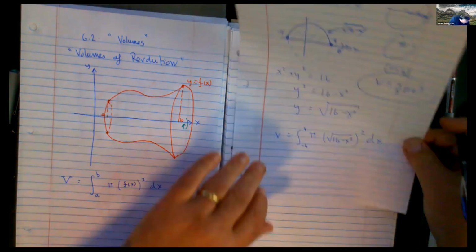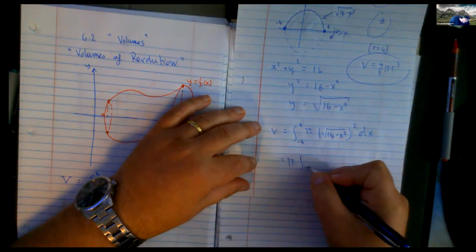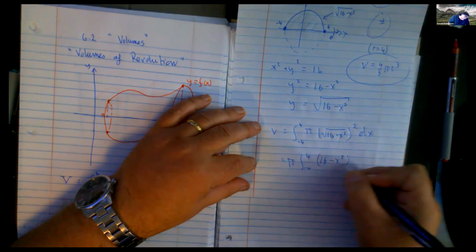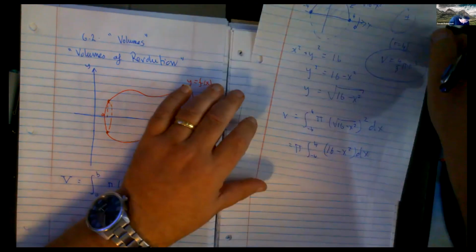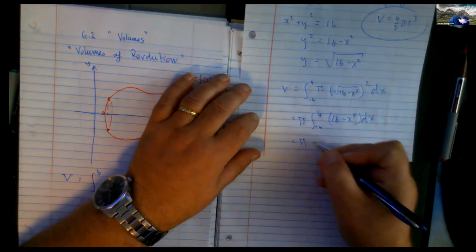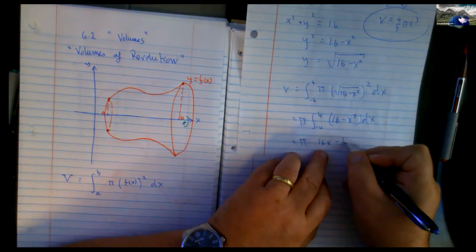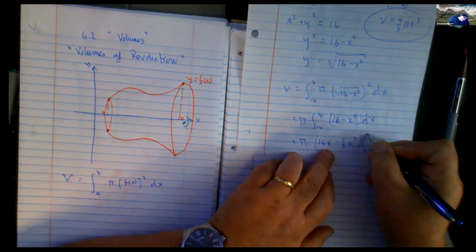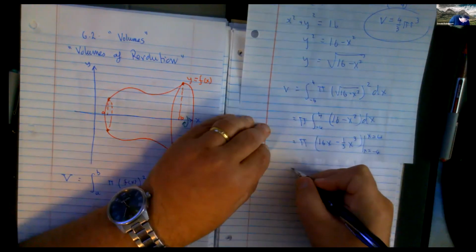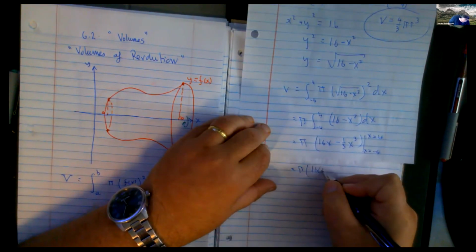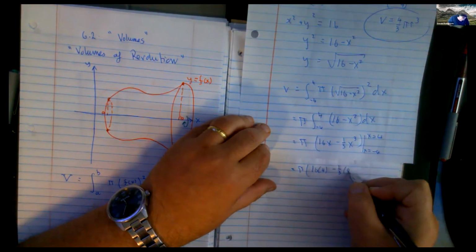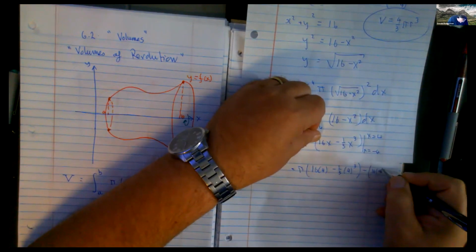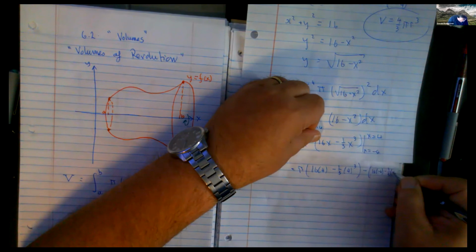If you pull out the pi, if you square a square root, you get that guy. That gets you pi, 16x, take away 1/3 x cubed, evaluated at these two. That's pi, 16 times 4, take away 1/3 times 4 cubed, minus 16 times -4, take away 1/3 times -4 cubed, and I'm shooting through this.